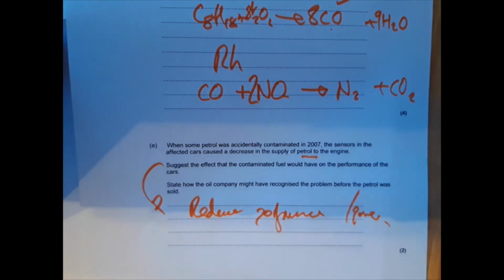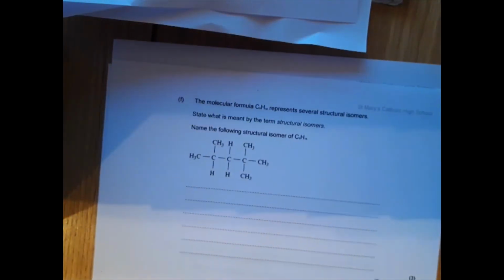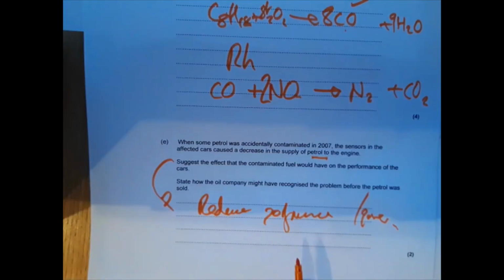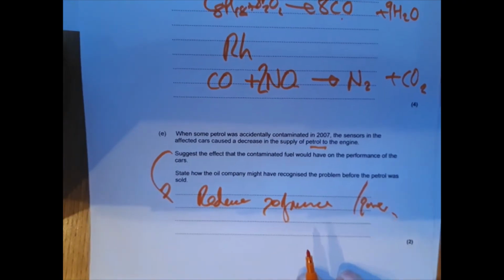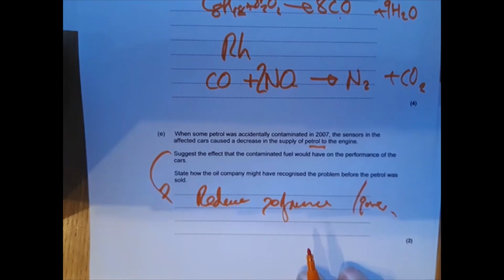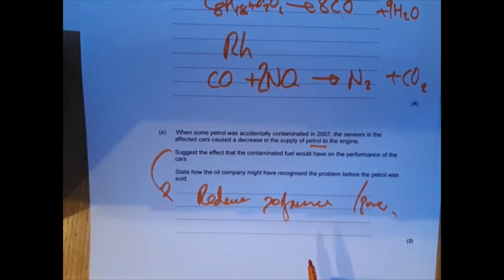State how the oil company might have recognised the problem before the petrol was sold. Gosh. What are they on about there? Check it? Test it? Bit of a random question. What's it say? Test it before you sell it. Okay. I don't actually know what bit of the spec that refers to. They sold some dodgy petrol. What might this have done? Cars wouldn't have worked as well. What should they have done? Not sold it, like checked it first.